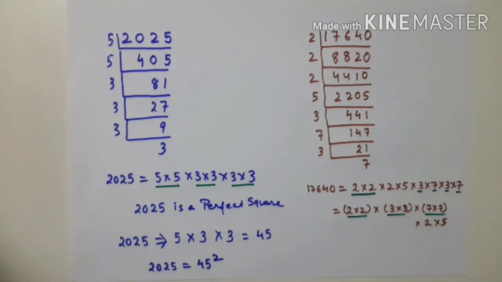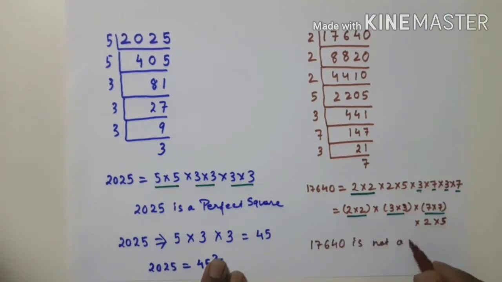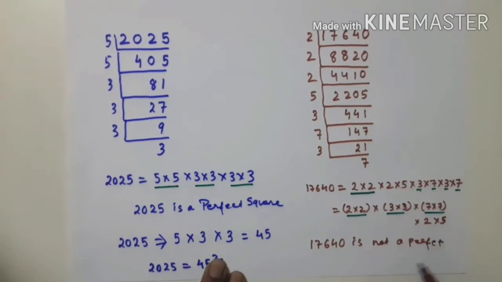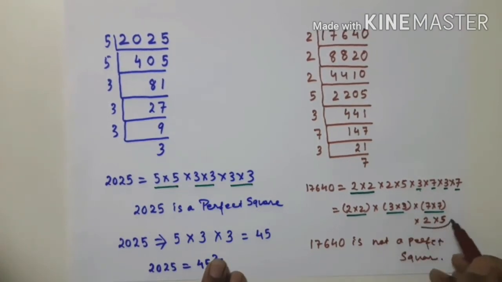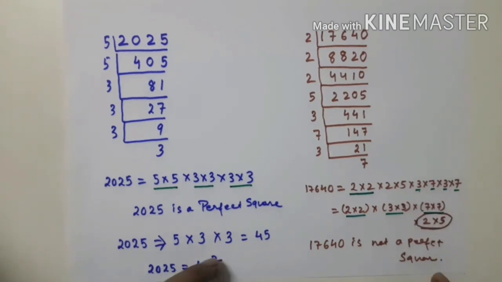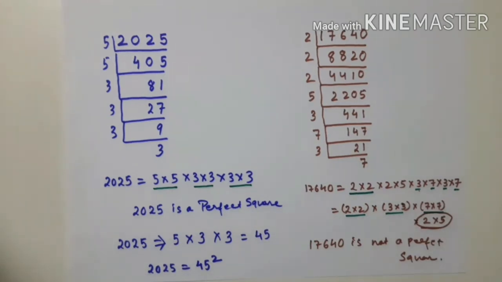So we can say that 17,640 is not a perfect square. As you can see here, this is left out. We don't find any pairs of 2 and 5 here. So these are single numbers. So factors are left out. So it is not a perfect square.